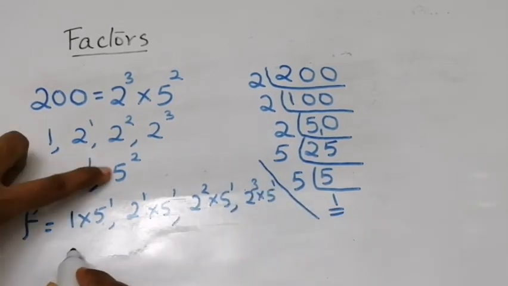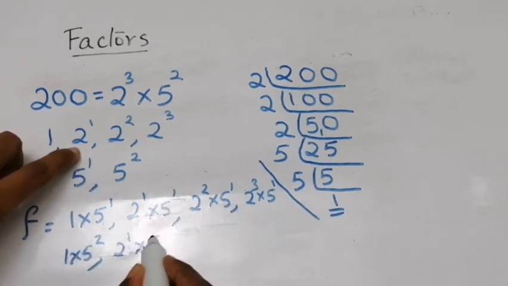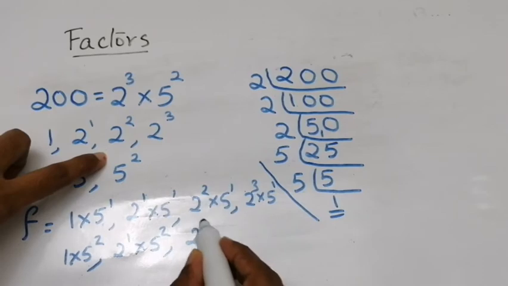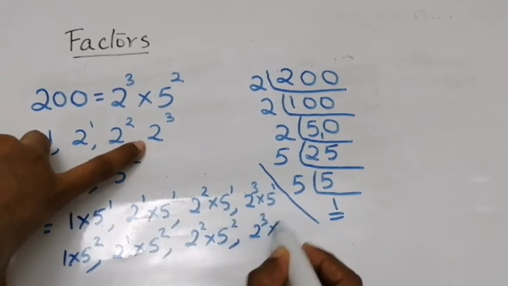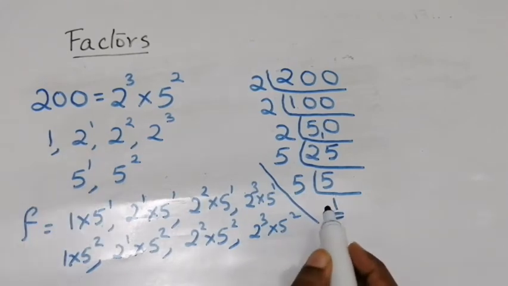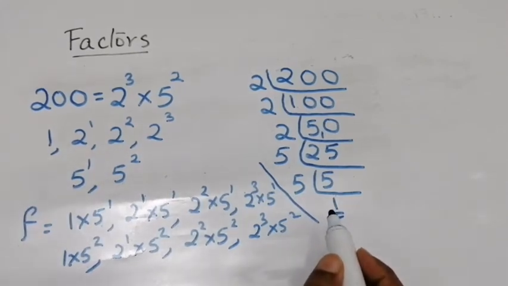Next, 1 into 5 to the power 2, 2 to the power 1 into 5 to the power 2, 2 to the power 2 into 5 to the power 2, 2 to the power 3 into 5 to the power 2. So these are the factors.